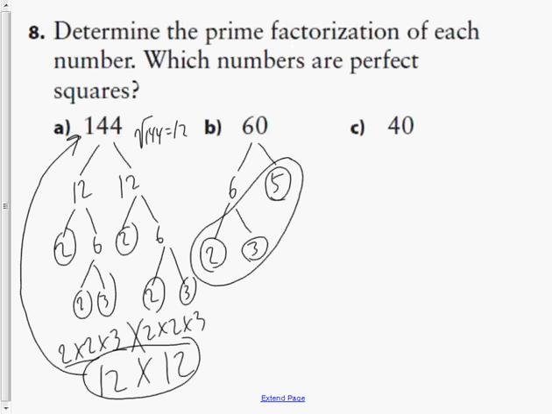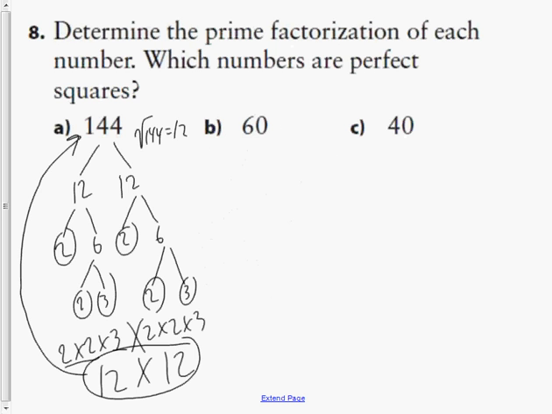Oops, I got to do it again. 6 times 10, neither of which is prime. This is 2 and 3. This is 2 and 5. And even using 2, 3, 2, and 5, I can't rearrange those numbers to make two identical numbers. So I could say that 60 is not a perfect square.